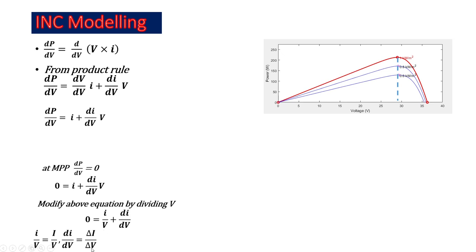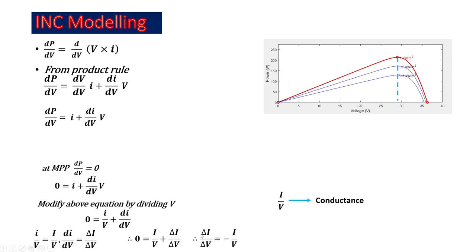Replacing these values in the above equation, we get 0 is equal to capital I divided by V plus delta I divided by delta V. So delta I divided by delta V becomes minus capital I divided by capital V. We know that I divided by V is the reciprocal of resistance, and this reciprocal of resistance is called conductance.